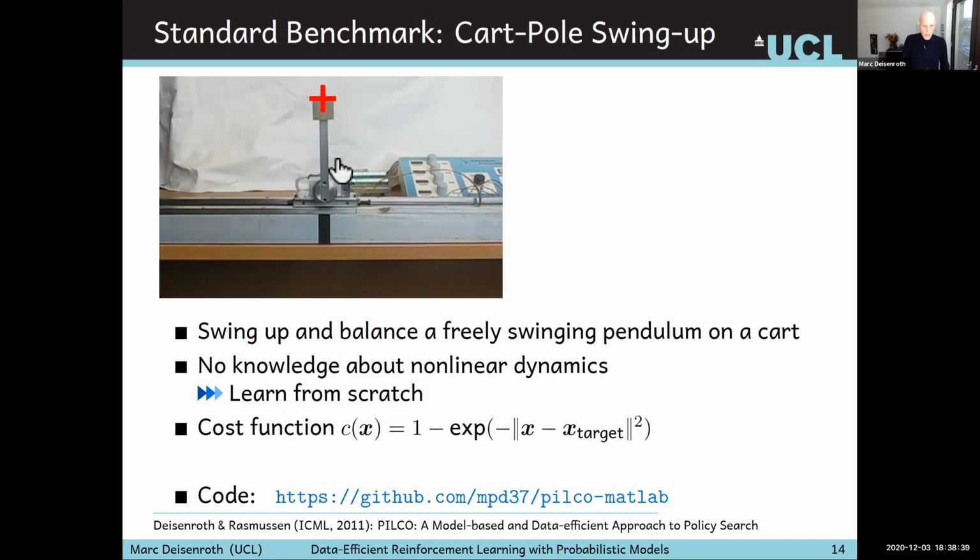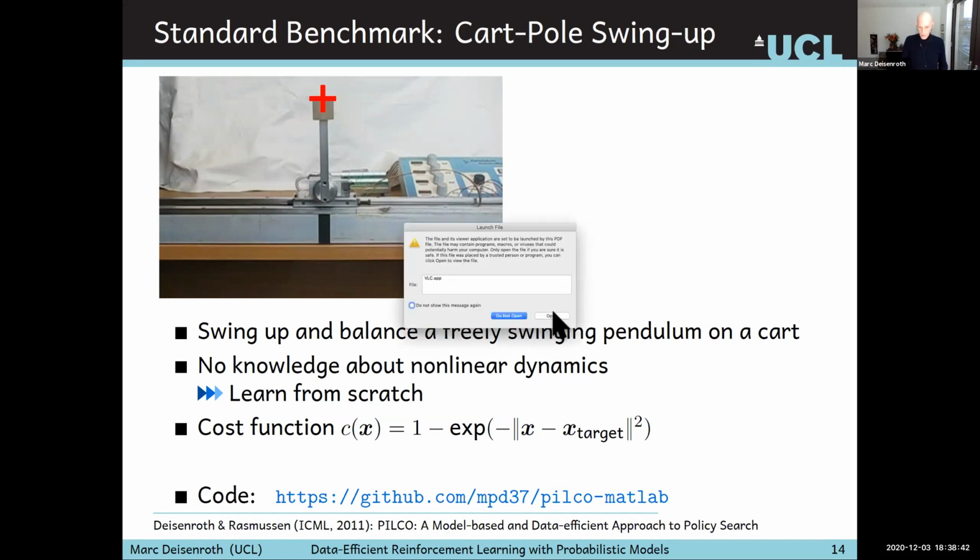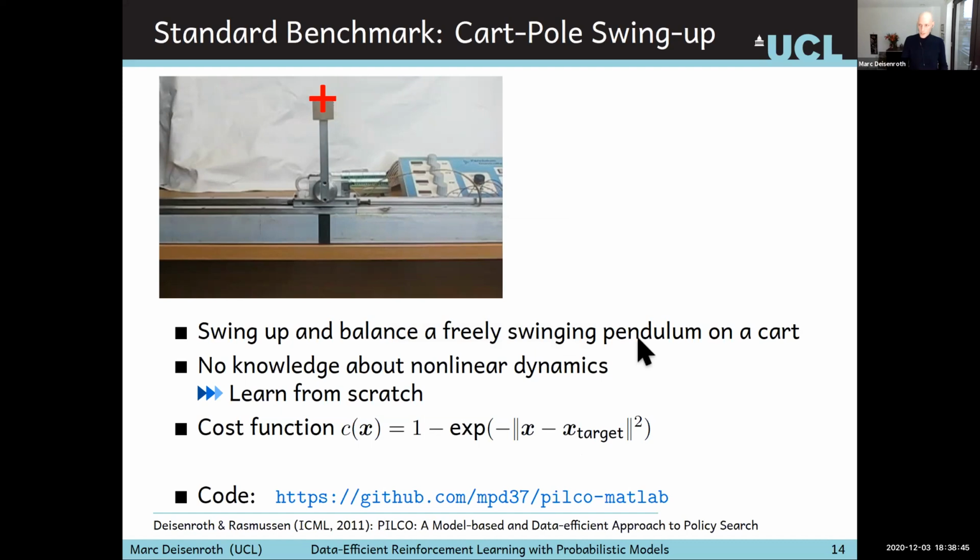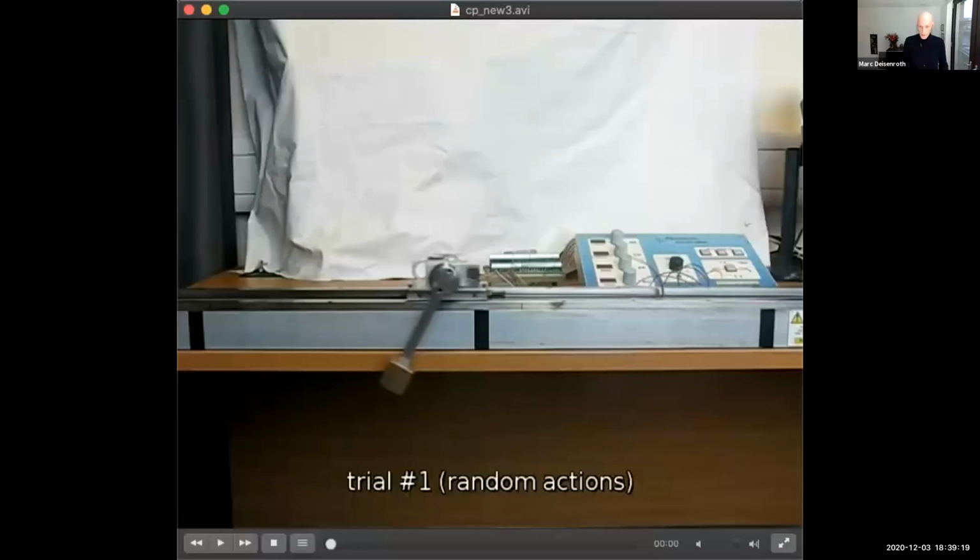Okay, so let me see whether that works. I have a video of this. Can you see the video? No. Okay, then let me try and share a different screen. Does it look better now? You see a small video?